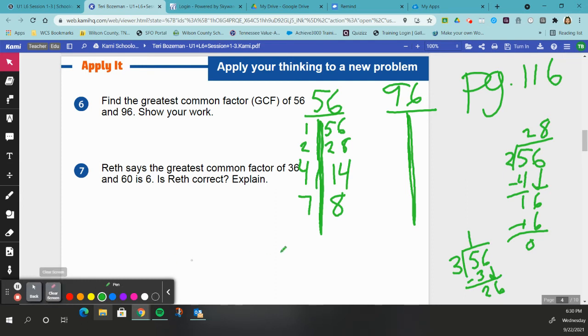All right, so when we're looking at this again, 1 times 96, and then 2 times 48, 3 times 32, 4 times 16, 6 times 12, that should be 2 times 48.